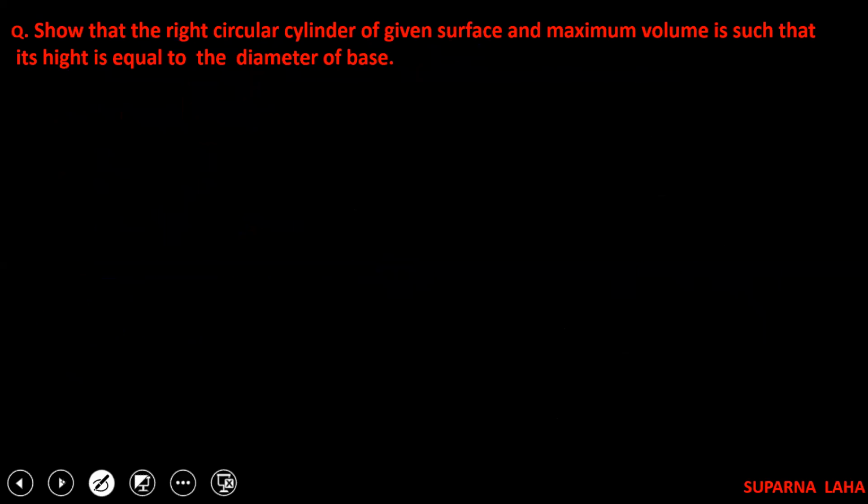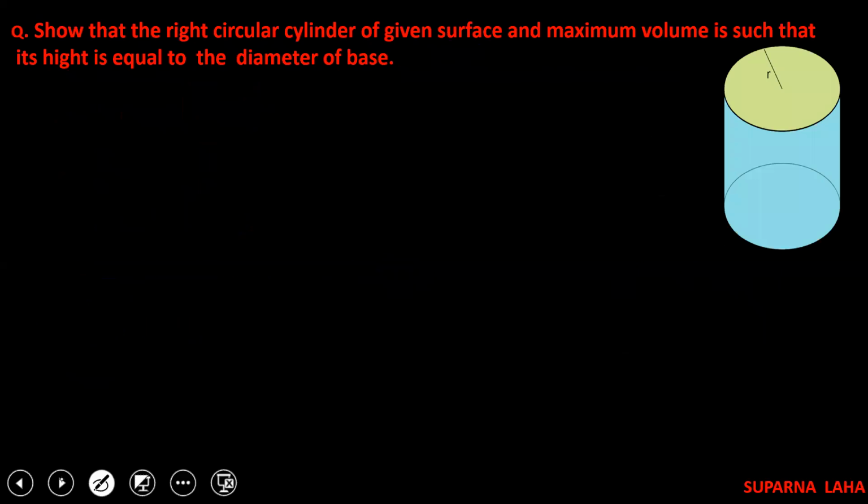So here is your next problem. Show that the right circular cylinder of the given surface and maximum volume has height equal to the diameter of the base. That means this surface is constant and we need to maximize the volume. That means we need to find the value where this V is maximum, such that the height is equal to the diameter of the base. If I take the height as h, then it will be equal to the diameter of the base, not the radius, that is 2r. Here I'm taking the radius as r and the height as h.